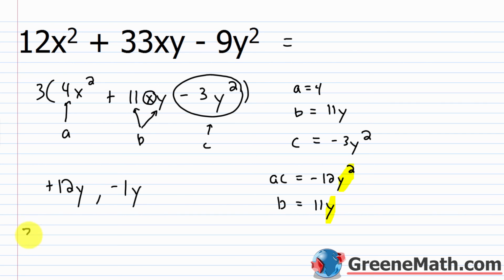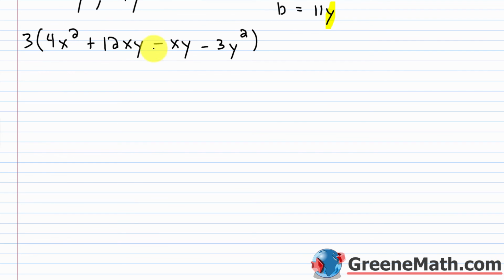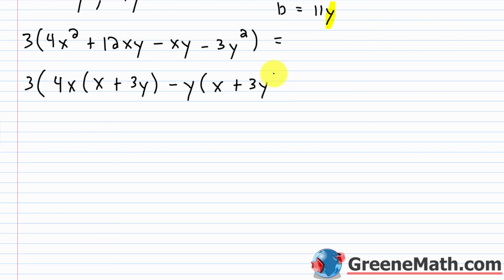I'm going to use that to rewrite my middle term. So I'm going to have 3 times the quantity, 4x squared, and I'll do plus 12. Don't just put plus 12y. Remember, you have an x involved there. So it has to be 12xy, and then minus 1xy, or minus xy, and then minus 3y squared. Let's scroll down and get a little room going. So factoring the inside here by grouping, we have 3 times inside of parentheses. In the first group, I can pull out a 4x. So if I pull that out, I'd have an x plus 3y inside. In the second group, I could pull out a negative y. So I'd be left with x plus 3y inside.